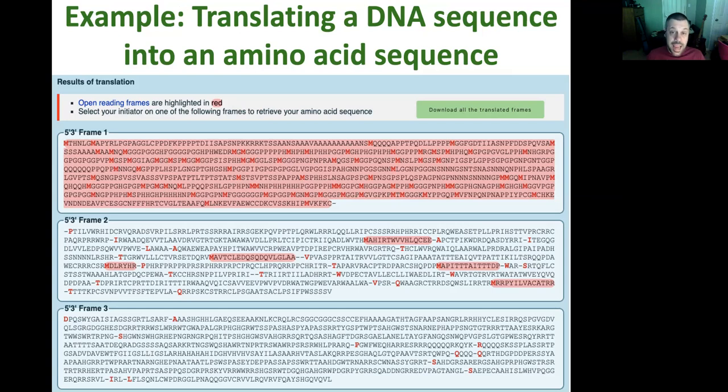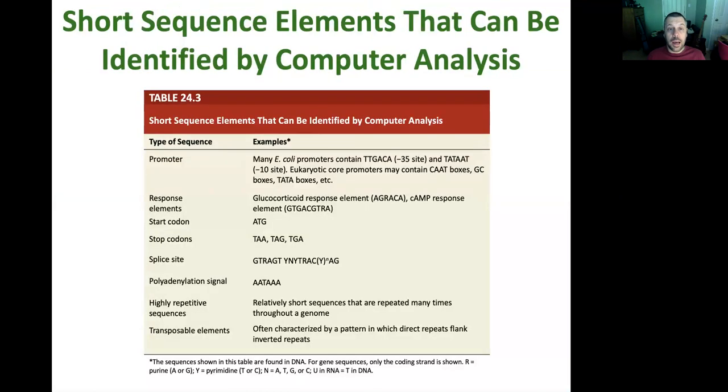So it's obviously way quicker for a bioinformatics program to translate this piece of DNA than it would be for me to sit down and figure out every individual codon myself. So that's just one example of what bioinformatics can do. That's very simple.